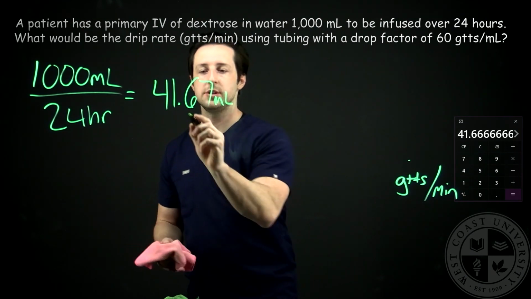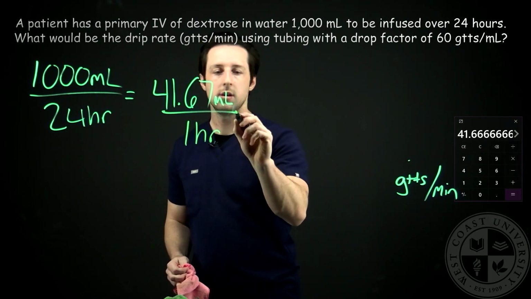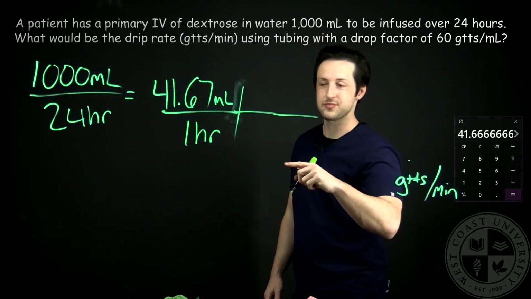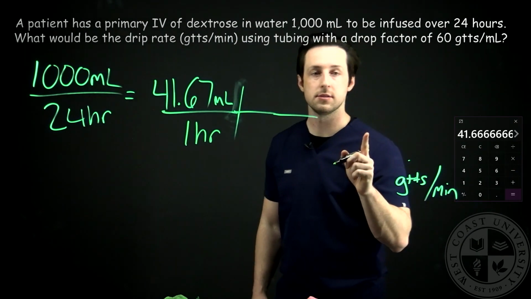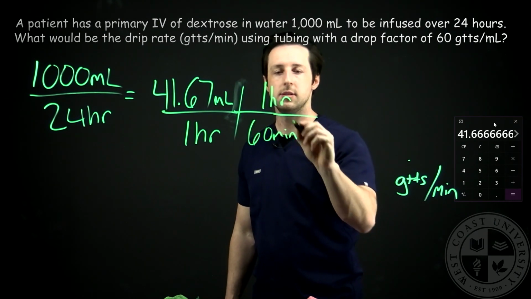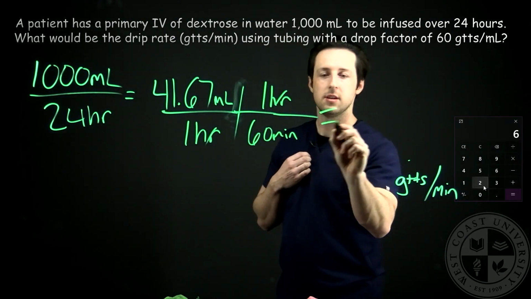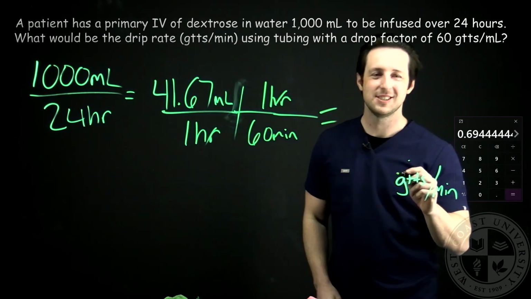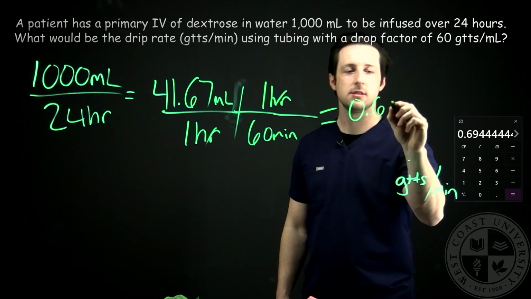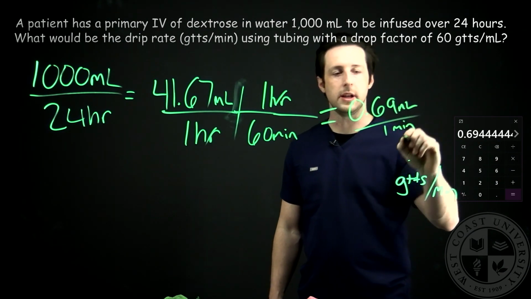So we're going to do 41.67 milliliters per 1 hour. And our conversion factor, like I did in the beginning, is we need to get rid of these hours and turn it into minutes. Okay? So 1 hour is equal to 60 minutes. Our hours are going to get rid of. So 41.67 divided by 60 minutes. Of course, it's going to give us a decimal on this one, so we got to be prepared for it. So 0.69 milliliters per 1 minute.